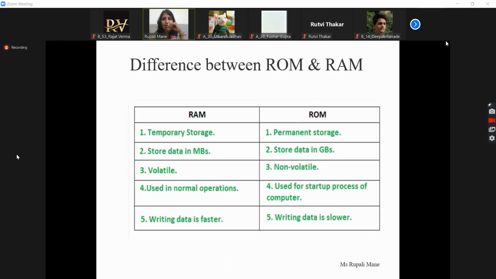So this is the difference between RAM and ROM. RAM is temporary storage, ROM is permanent storage. RAM is stored in megabytes or gigabytes, and it is volatile, while ROM is non-volatile. RAM is used for normal operations, ROM for startup. That is, monitor-type programs are written in ROM.